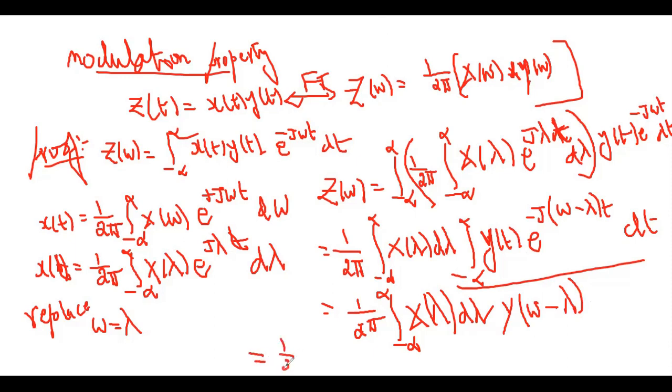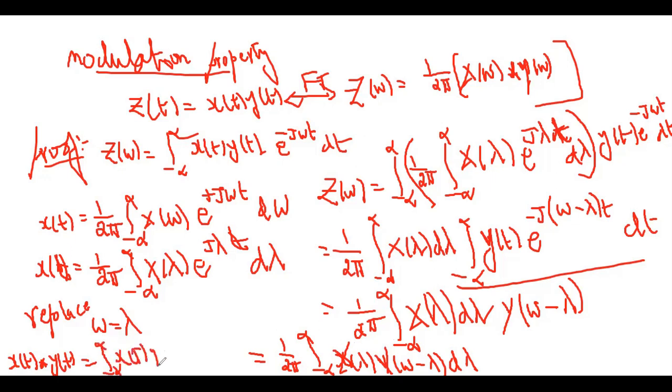Now the expression is 1 by 2 pi integral from minus infinity to infinity x of tau y of omega minus tau d tau. So it is the same as x of lambda, y of omega minus lambda d lambda, as per the convolution formula: x of t convolved with y of t. These are capital letters, my students. The convolution formula is the integral from minus infinity to infinity x of tau y of t minus tau d tau. See the same formula: instead of tau here there is lambda, and instead of t here there is omega minus lambda, and d lambda.